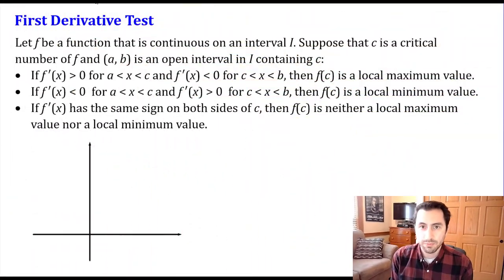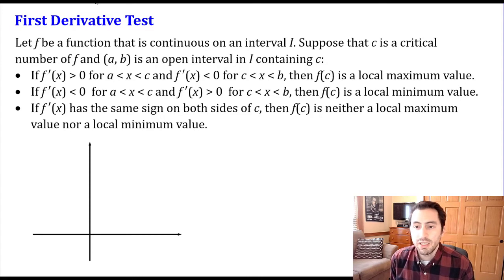So we're going to combine those together, and it's going to give us a way where we can take a function and find our local maximums or our local minimums. To start off, let's read through what the derivative test says. It says, let f be a function that is continuous on an interval I. Suppose that c is a critical number of f, and (a, b) is an open interval in I that contains the point c. And we have a couple different options here.